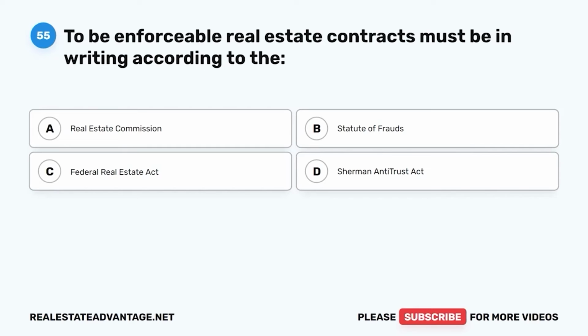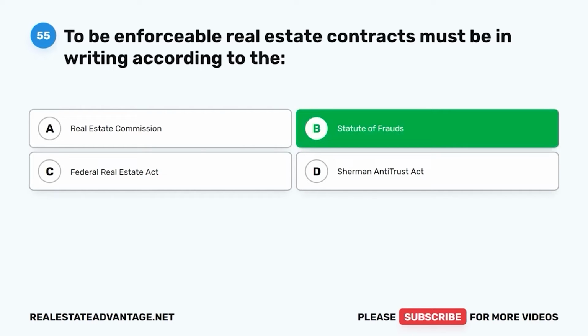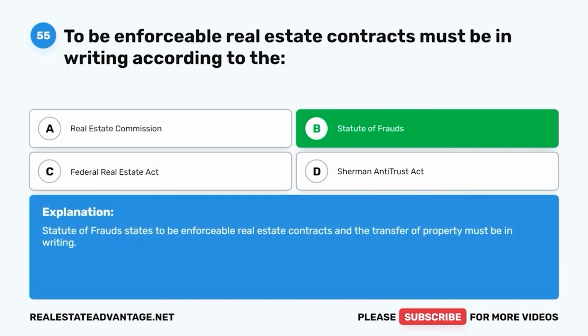Question 55. To be enforceable, real estate contracts must be in writing according to the A. Real Estate Commission, B. Statute of Frauds, C. Federal Real Estate Act, D. Sherman Antitrust Act. The correct answer is B. Statute of Frauds. Statute of Frauds states to be enforceable real estate contracts, and the transfer of property must be in writing.